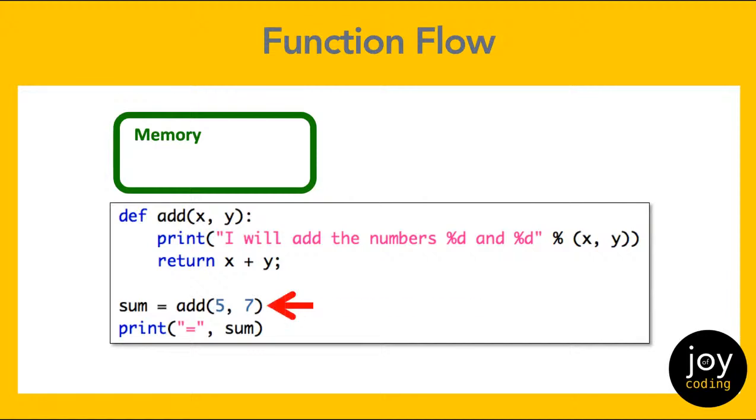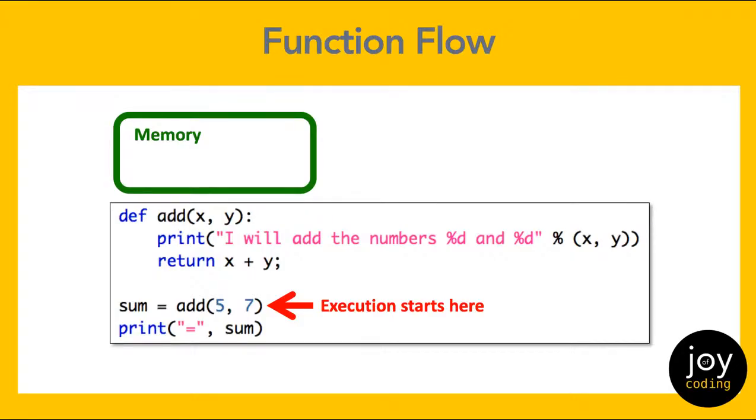If you said the add line, where sum equals add(5, 7), then you are correct. While the function definition happens earlier in the program, from a user's perspective, you could put 100 function definitions in your program, but if you never call them, it's like they don't exist. So our execution from the user's perspective actually begins below all the function definitions, where the functions are actually called.